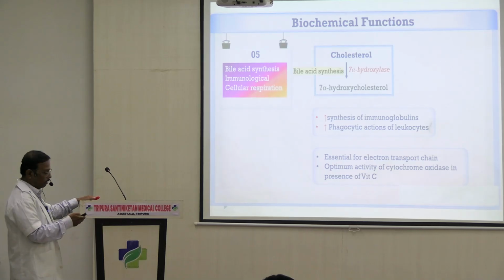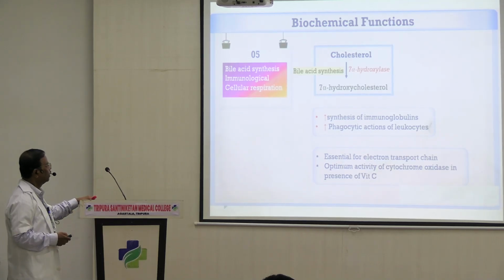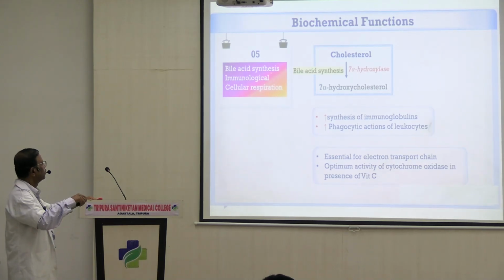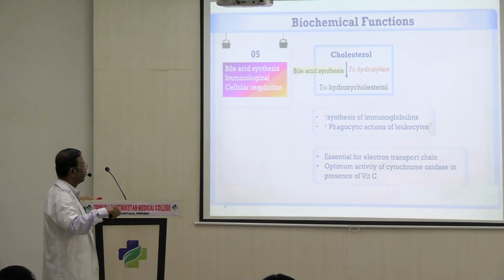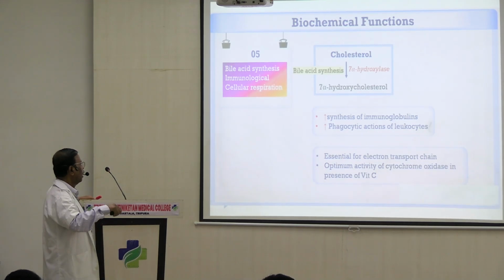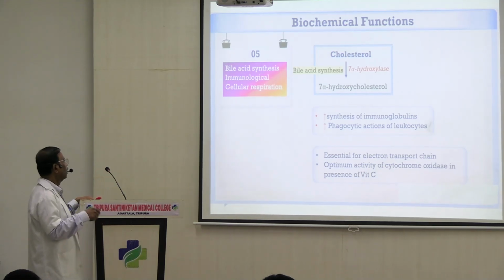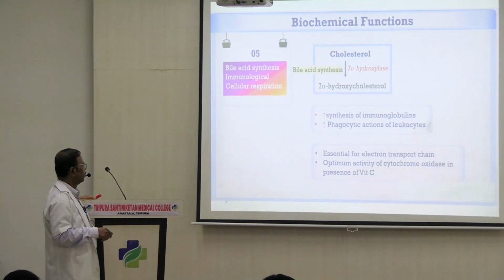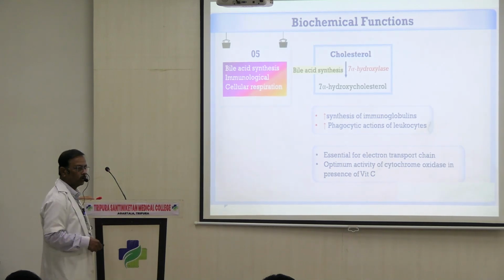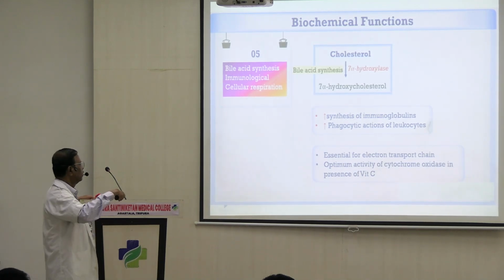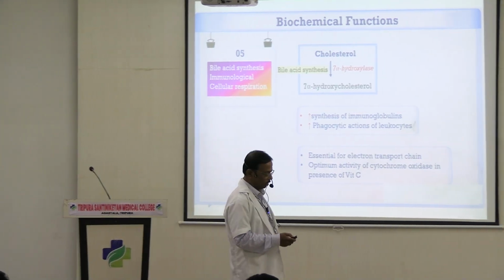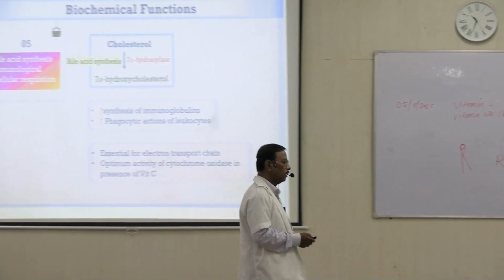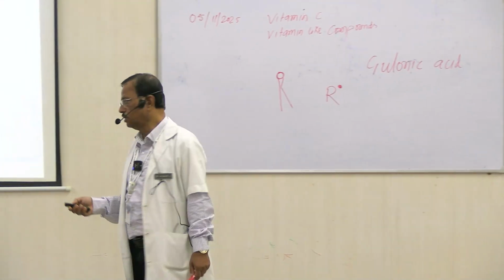Then vitamin C is important for the 7-hydroxylase enzyme reaction in the cholesterol pathway during bile acid synthesis. Then synthesis of immunoglobulins and phagocytic action of the leukocytes are all helped by vitamin C. It is essential for the electron transport chain also. In its presence, the optimal activity of cytochrome oxidase is found. So vitamin C is required in all these cases.